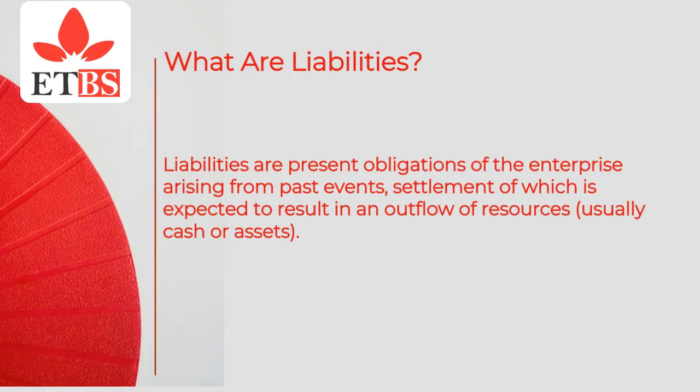What are liabilities? Liabilities are present obligations of the enterprise arising from past events, settlement of which is expected to result in an outflow of resources, usually cash or assets. Types of liabilities: current liabilities, payable within 1 year: accounts payable, accrued expenses, short-term loans, taxes payable, unearned revenue. Non-current liabilities, payable after 1 year: long-term debt, e.g., bonds, lease liabilities, deferred tax liabilities, pension obligations.